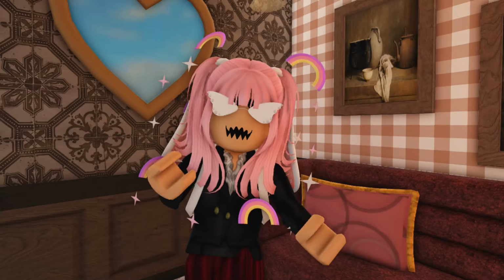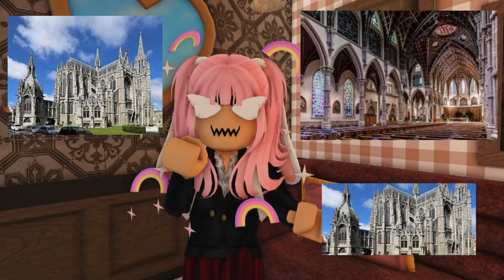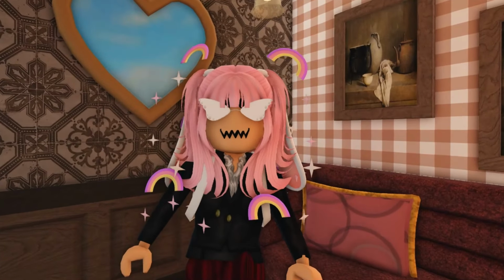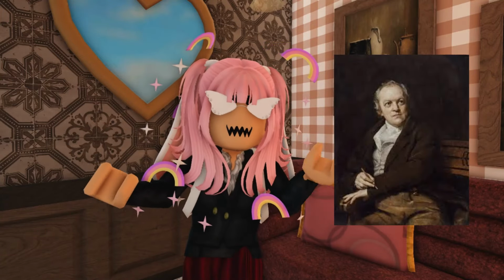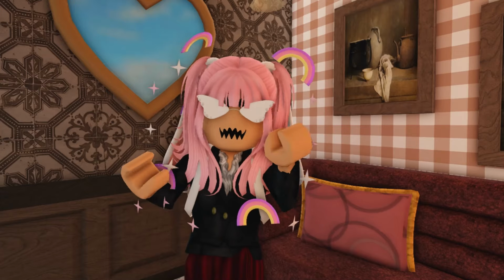The Georgian era was known for the emergence of the Gothic Revival style, inspired by buildings from ancient Greek and Roman architecture. And the romantic poets such as Percy Bysshe Shelley and William Wordsworth and William Blake. I always get confused between the Williams. You may know them if you did GCSE English.